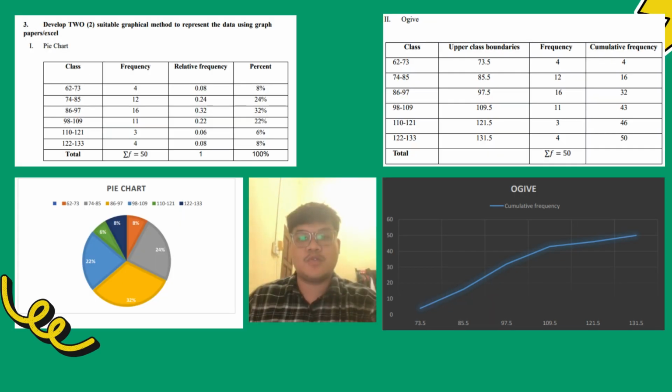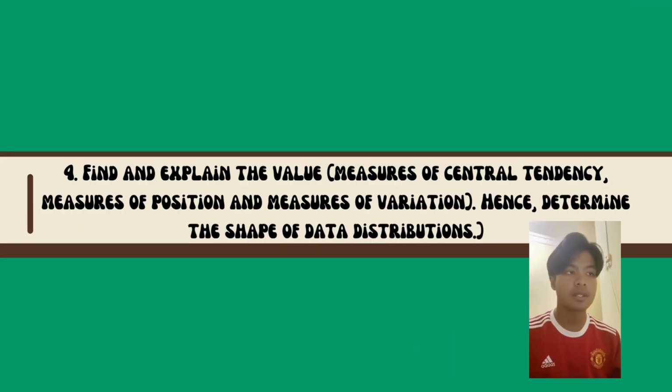Now, let's move on to question 3, which is to develop 2 suitable graphical methods to represent the data using graphs. For the first, we use the pie chart, and for the second, we use the ogive. For the pie chart, we use the frequency for the data and we use the relative frequency to get a percentage of the data. For the ogive, we use the upper class boundary to get the data and the cumulative frequency to build the data.